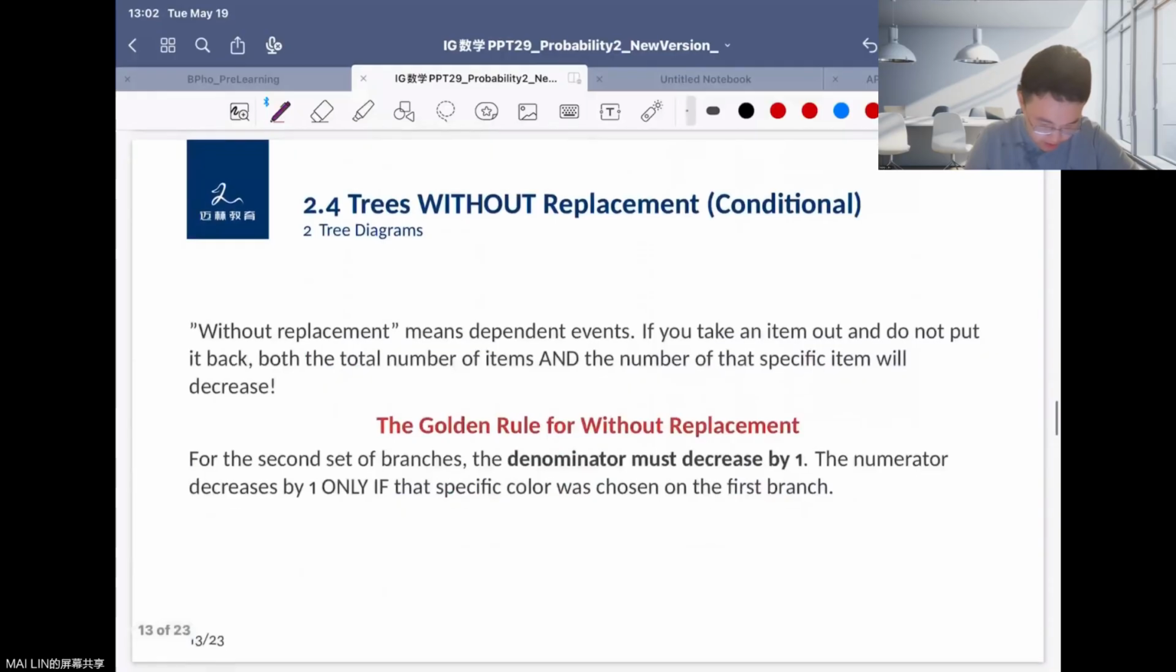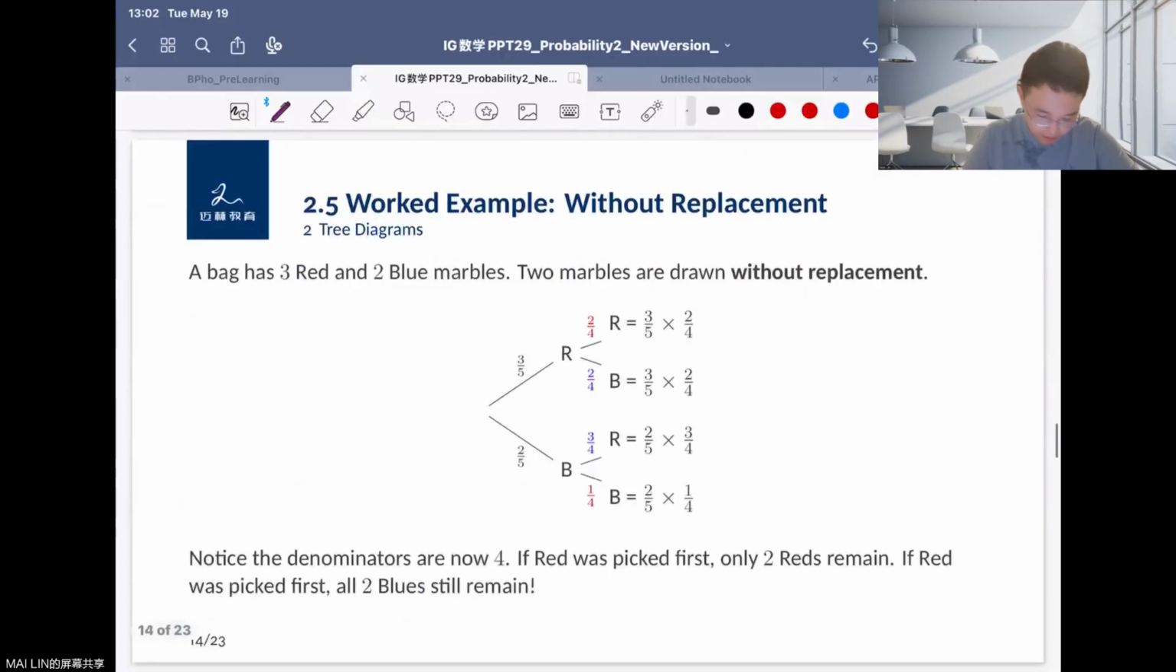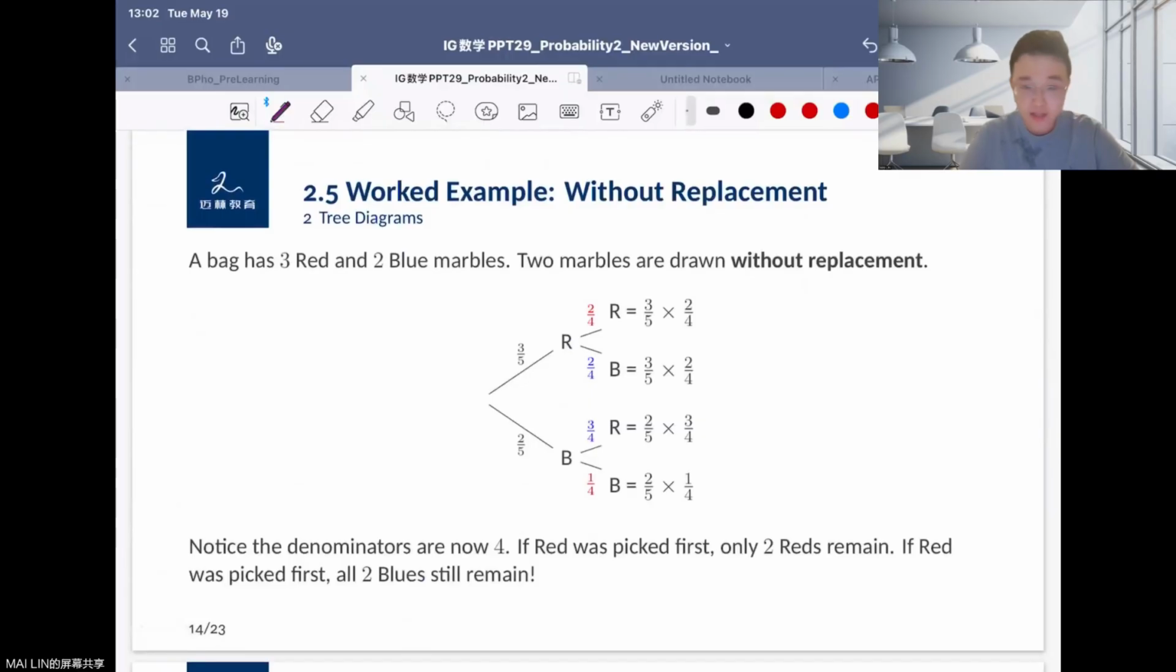So we can say we have the tree diagram without any replacement, okay? So for example, here we have 3 red and 2 blue marbles, and now we draw without replacement. So first, when you draw the red, the probability here is 3 over the total of 5 marbles, right? So the probability here is 3/5, right? And when you draw blue, you can say the probability here is 2/5, right?